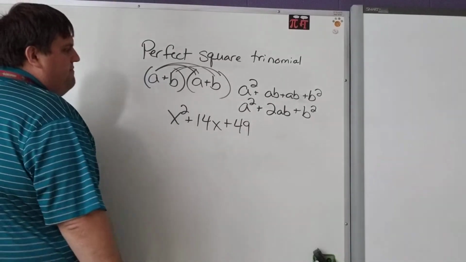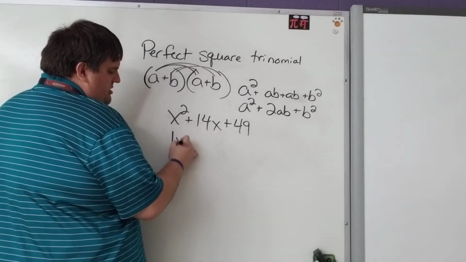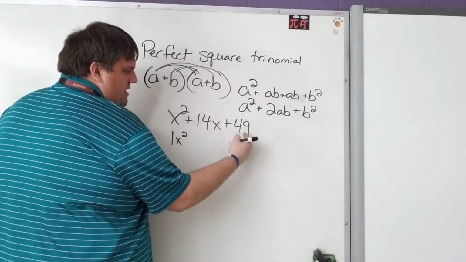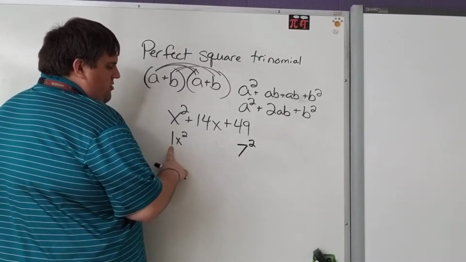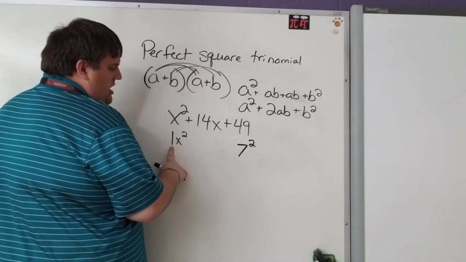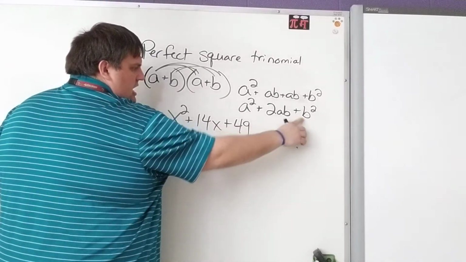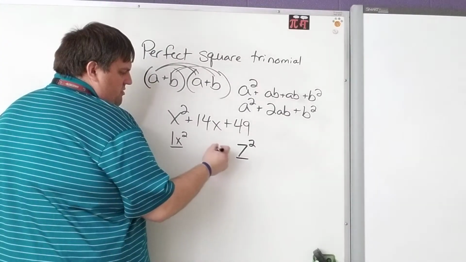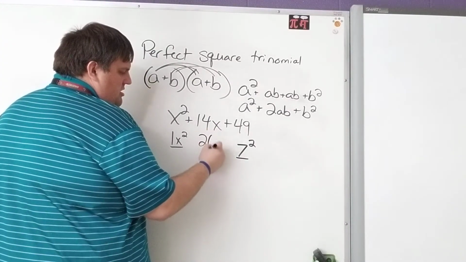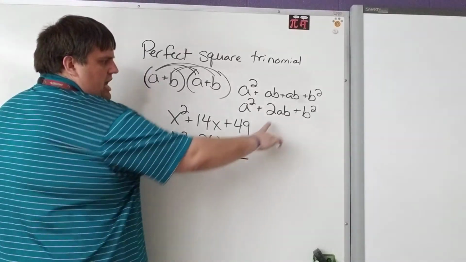So I bet this is a perfect square trinomial. And the way that we can figure it out is if this is a 1, and this would be 7, so if this is 1x for a, and this is 7, that means that our middle term would be 2 times 1x times 7.